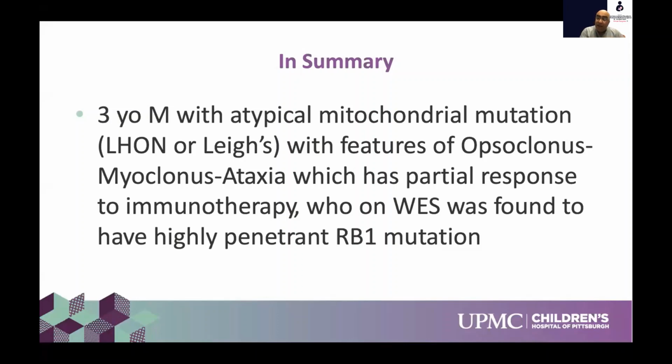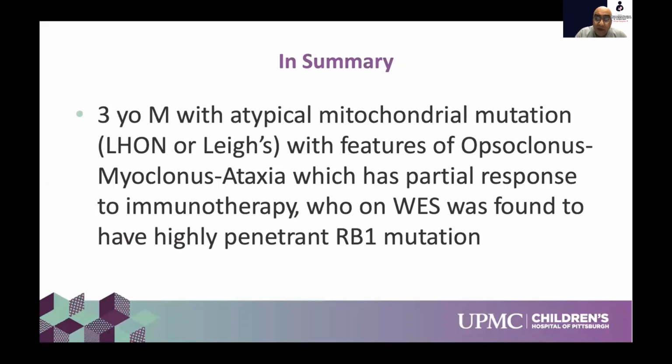And on that whole exome sequence, he was found incidentally to have a highly penetrant retinoblastoma gene mutation. So imagine now, I have a 3-year-old boy who has all these other neurological problems, and the whole exome sequence reveals that he may have an RB1 mutation. An RB1 mutation that's highly penetrant means that there's a high chance that this child will get a retinoblastoma.